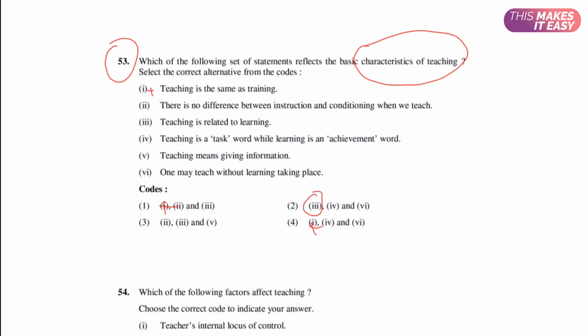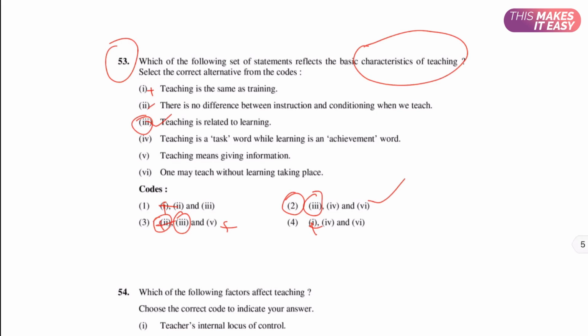So 3 is repeating here. What does the second statement say? There is no difference between instruction and conditioning when we teach. There is a difference between instruction and conditioning. Both are different concepts. So we will knock out the option which has 2. Now we have been left with only the second option. That is the correct answer. Even though we haven't read any statement later, still we have answered the question.